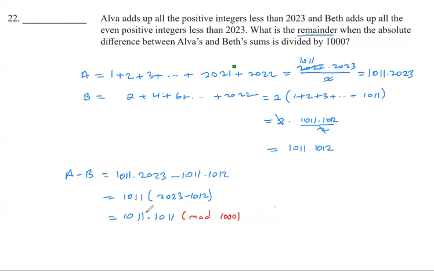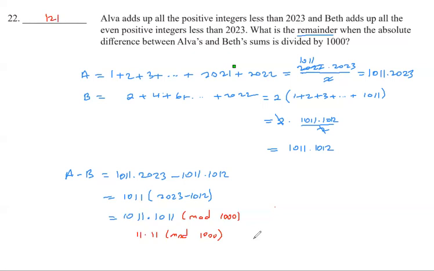So if you divide 1011 by 1000, the remainder will be 11. So 1011 is congruent to 11, and the same thing as this number, mod 1000. So if you multiply 11 by 11, that's 121, and that will be our remainder. So you can do it this way, which is not too challenging, to be honest, for the number 22.